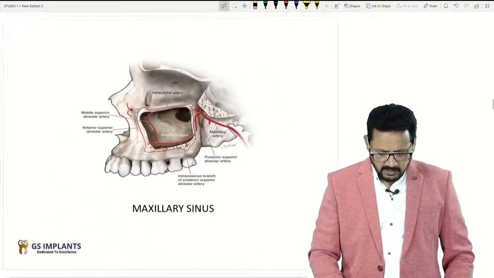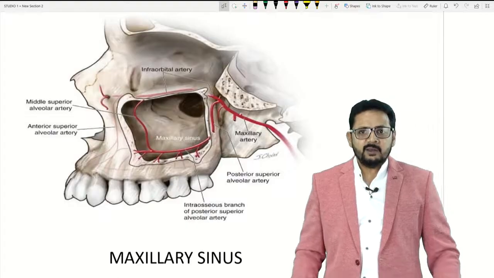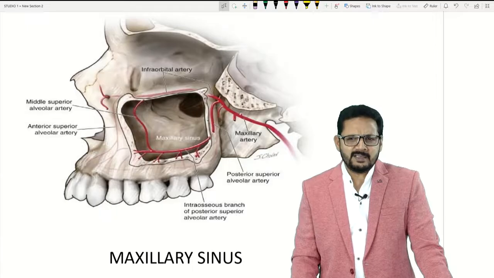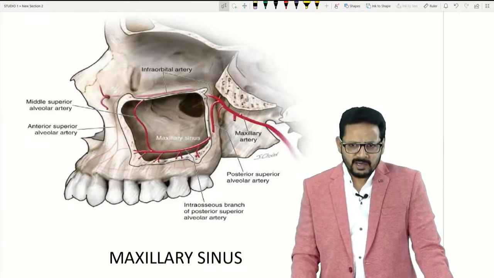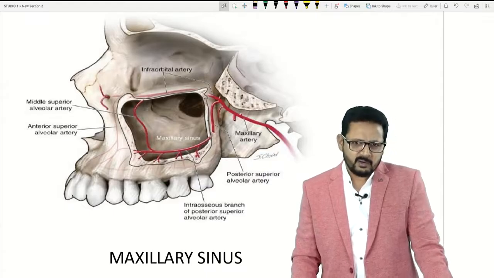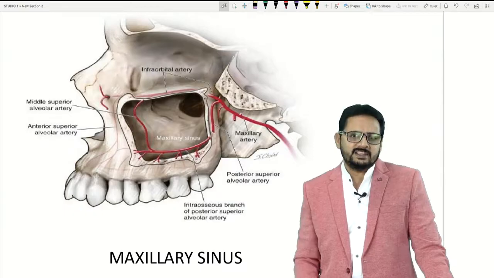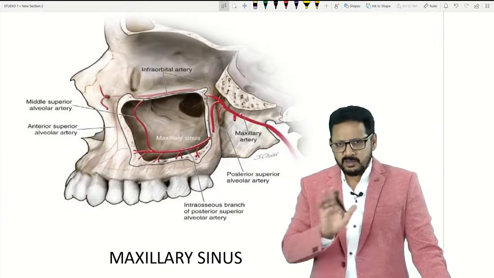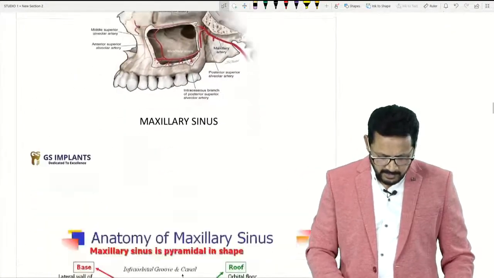So next, this is again a maxillary sinus diagram where you can see the branches of the maxillary artery. That is not of much clinical significance, so don't worry. It is a little deeper. You are not going to encounter it as long as you maintain a proper angulation. Nothing is going to worry. Don't worry about it at all. Okay. Now, next is what?